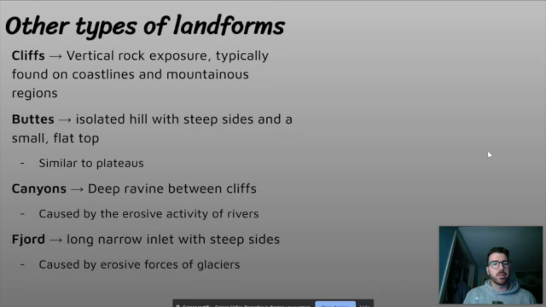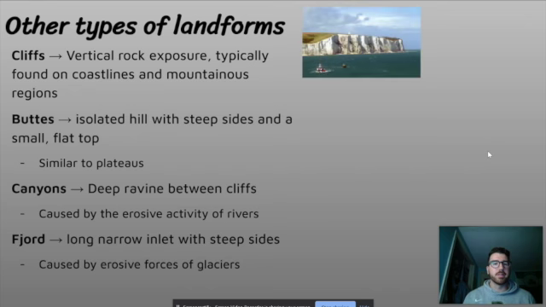And finally, let's talk about some other types of landforms. These landforms that we're going to discuss are less commonly seen, but they're pretty cool, so they're worth going over. The first one is cliffs. We're all familiar with cliffs. Cliffs are vertical rock exposures, typically found on coastlines or mountainous regions. The image at the top right of the screen is a picture of the cliffs of Dover, a very beautiful cliff formation in the United Kingdom.